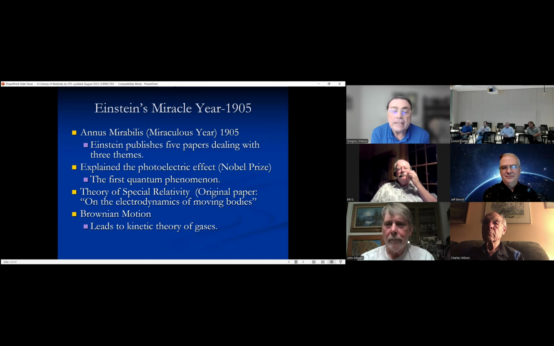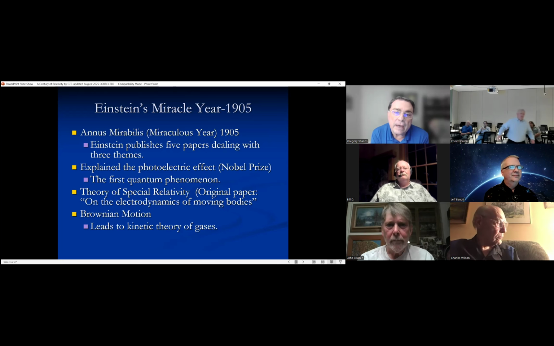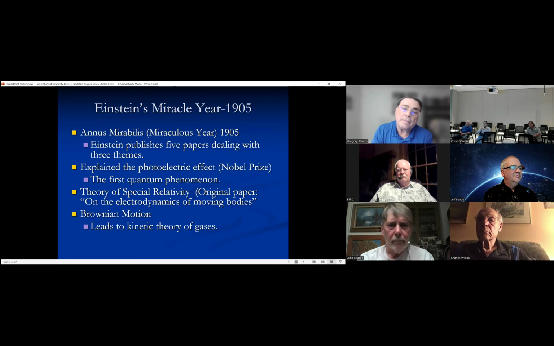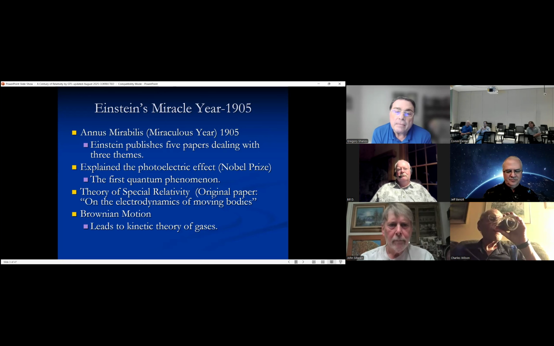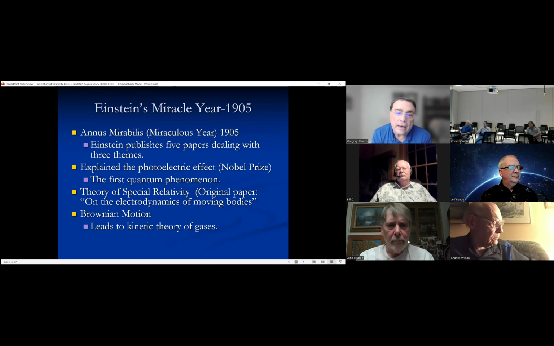Okay, so in 1905, Einstein had a miracle year. He published 5 papers dealing with 3 themes. The first was the photoelectric effect. And this is what he won the Nobel Prize for. He didn't win it for relativity because it was too controversial. So this was the first quantum phenomenon. And it's really an easy concept. When a photon of light hits a metal, it ejects an electron. And that's it. And solar panels work this way.